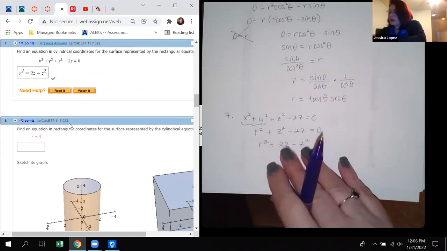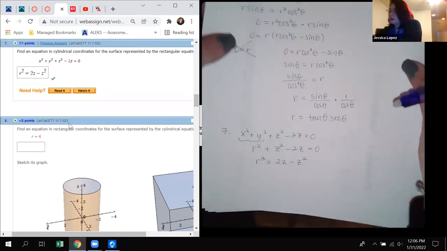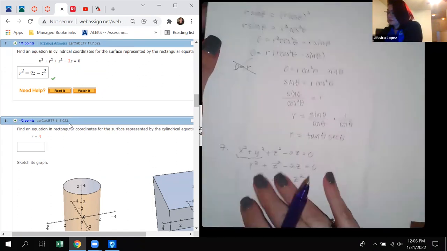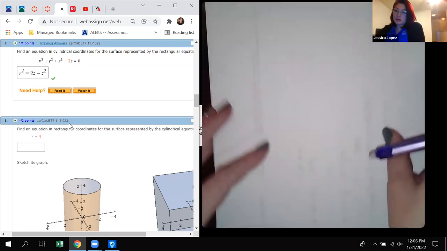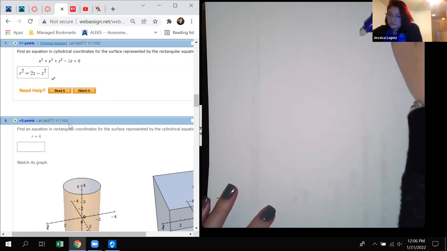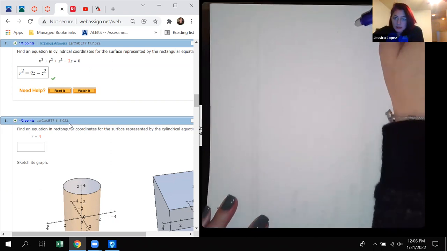Okay, number 8. Let's keep going. Move this one to the back and then we can work on number 8. Where's the top of my paper here?